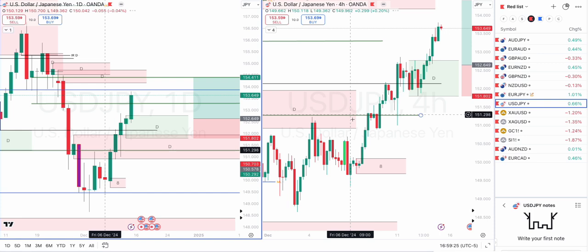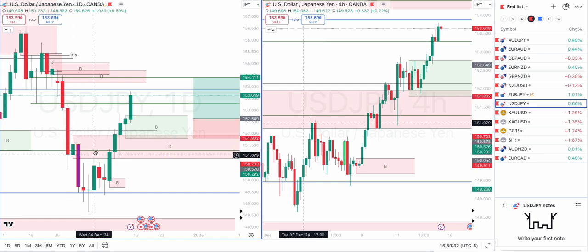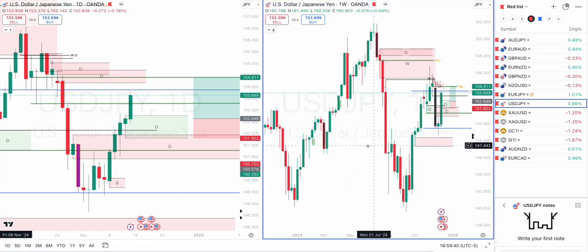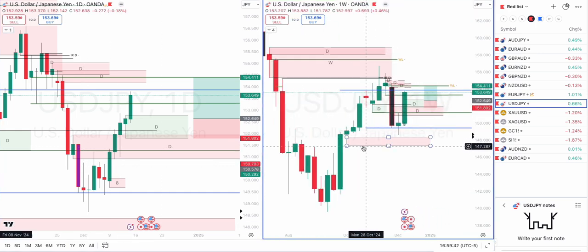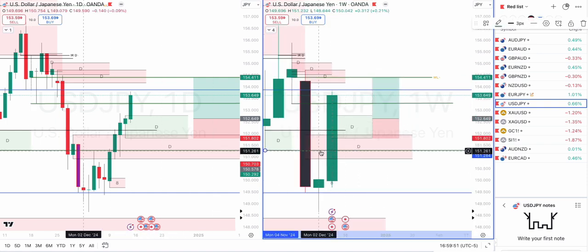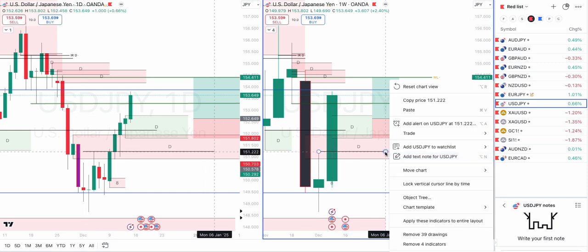USD JPY was simple, much simpler, and the reason is because USD had been acting strong. So this is where supply turns to demand and demand turns to support, or rather, resistance to support, support to resistance. Okay, so in this case, look at this. This is a weekly line. Let me delete this and make it again. This here is the weekly line, right?